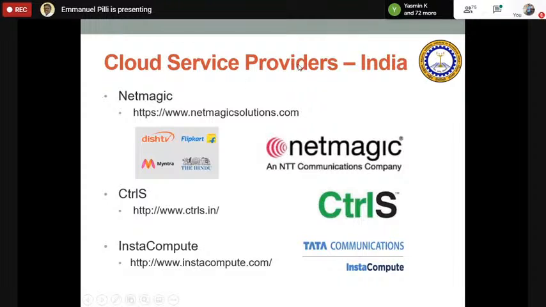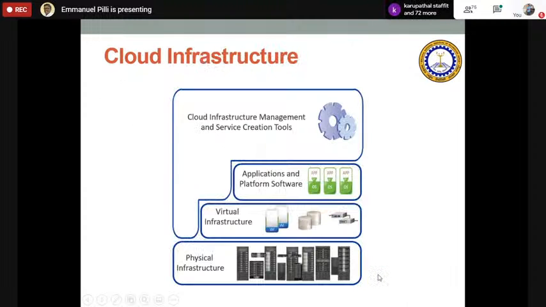And cloud service providers in India, as I've already shared, NetMagic Solutions. NetMagic is an NTT Communications company. A lot of these are running their servers on the NetMagic cloud, right? Flipkart, The Hindu newspaper, Dish TV, and all are working on NetMagic. And Control is another company. InstaCompute is another company, a cloud provider in India.